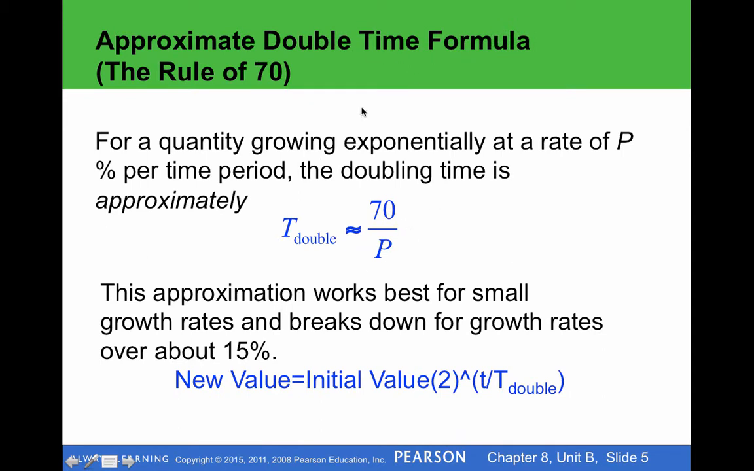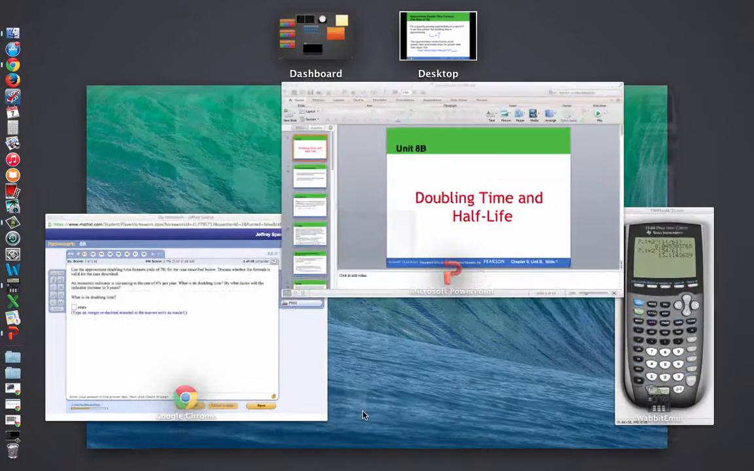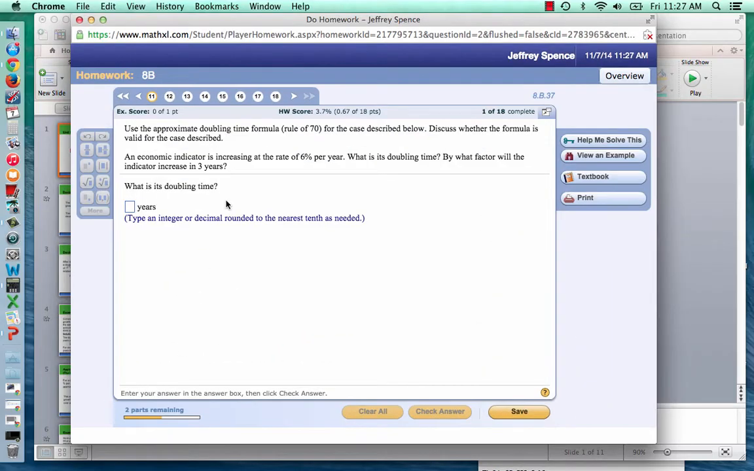All right, let's look at another example here where we're actually going to use the formula, where we're actually going to be given a percent. We're going to find the doubling time. It just wasn't given to us. And then we're going to actually use the formula again. So let's look at this example. It says use the approximate doubling time formula, rule of 70, so 70 divided by the percent, and discuss whether the formula is valid for the case described, so just if the percent is under 15. So an economic indicator is increasing at the rate of 6% per year. So that's less than 15, so we can use this formula. What is its doubling time? By what factor will it increase in 3 years?